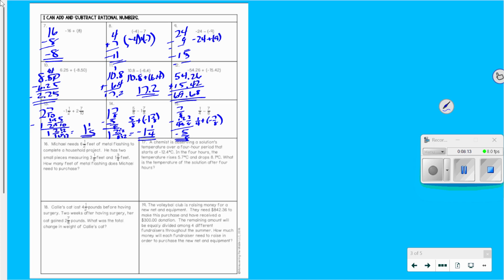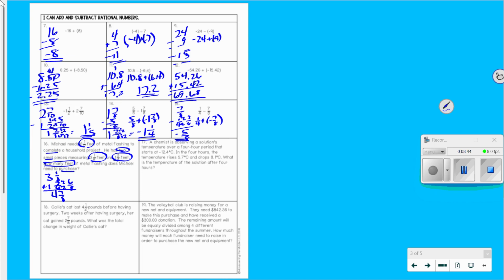Michael needs 6.5 feet of metal flashing to complete a household project. He has 2 small pieces measuring 3 1/8 feet and 1 3/4. How many feet of metal flashing does he need to purchase? So first I need to add these two together. So 3 1/8 plus 1 3/4. First thing I need to do is the common denominator, so I'm going to make that 6/8. 6 and 1 gives me 7/8. 3 and 1 gives me a 4.